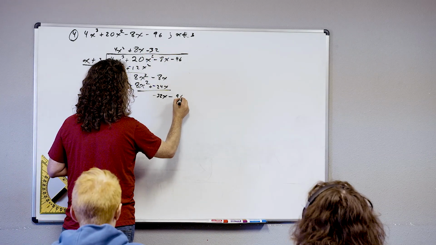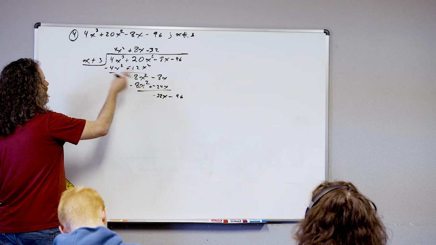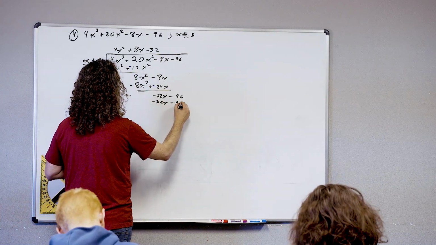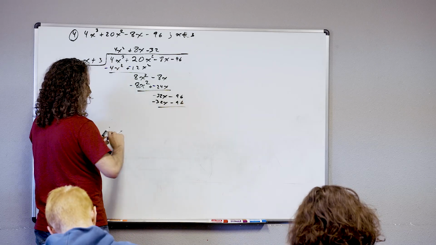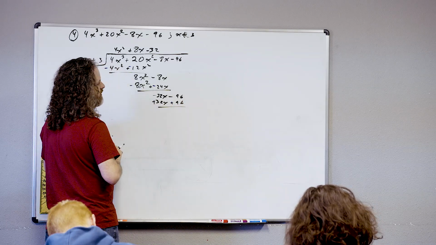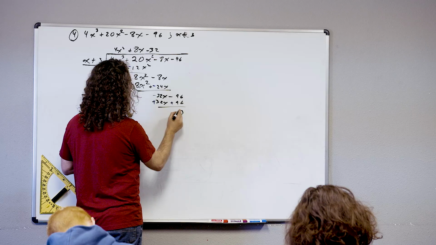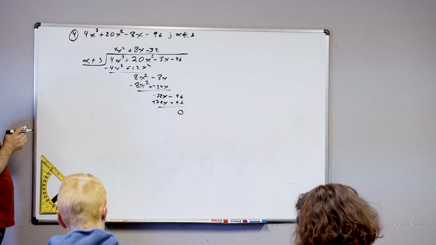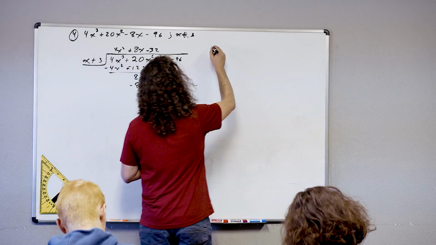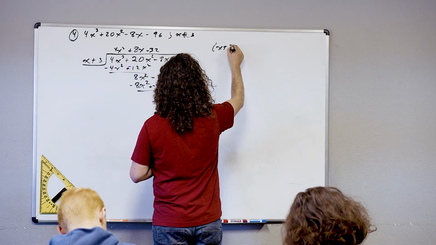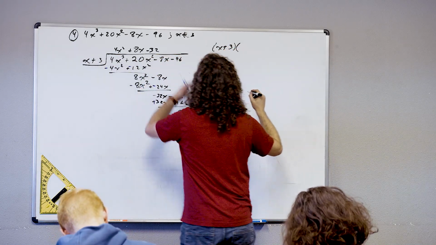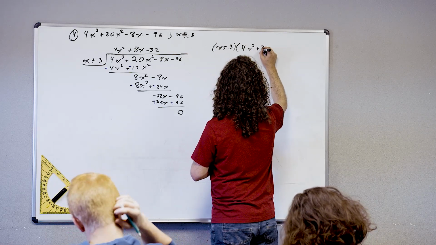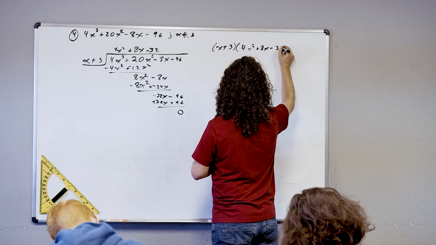Minus 32. Distribute that back over. That shouldn't be an x, that should be a 6. Negative 32x, negative 96. And then we subtract, which cancels everything and has a remainder of 0, which is what we expected because they told us that was a factor. So now we have x plus 3 times this mess, 4x squared plus 8x minus 32.